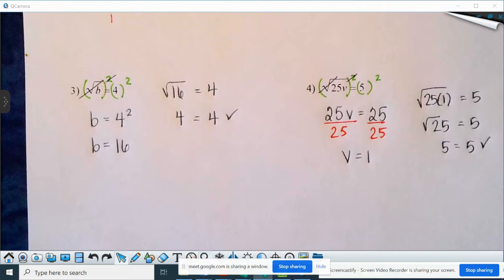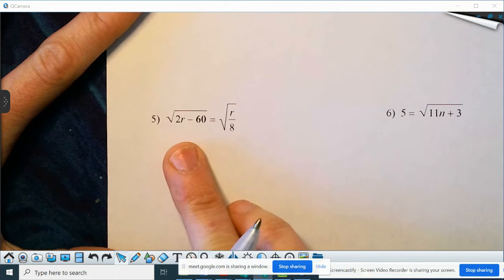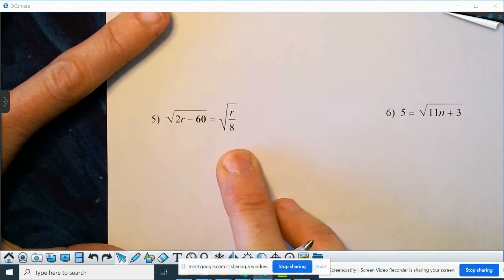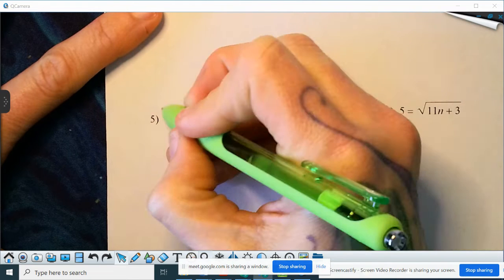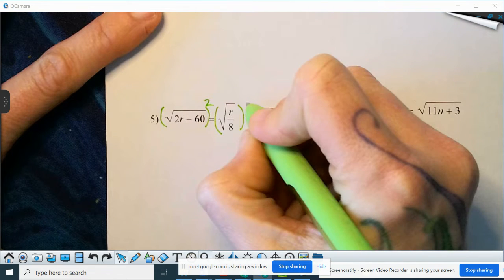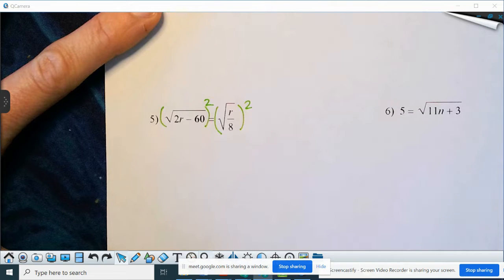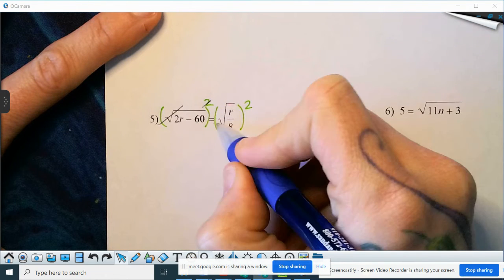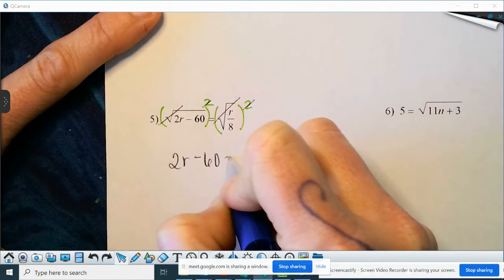Again, staying super basic. After those 4, we're going to get a little more furry and fuzzy. Number 5. So there is a radical on both sides. So there's a square root bar on both sides. Same principle though. We're just trying to get rid of them. If anything, as ugly as it may seem, it's really pretty nice because once you square both sides, it doesn't actually square anything in this case. It just gets rid of the root bars. So that square root and that square, and that square root and that square. So you end up with 2r minus 60 equals r over 8.